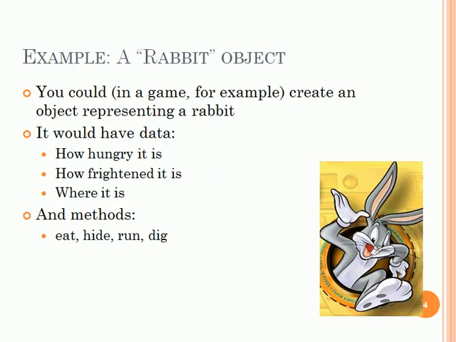For example, if we take a game, a bunny rabbit stands as an object. Here this creates an object representing a rabbit which has three pieces of data: how hungry it is, how frightened it is, and where it is. So here the methods we can describe are eat, hide, run, dig.